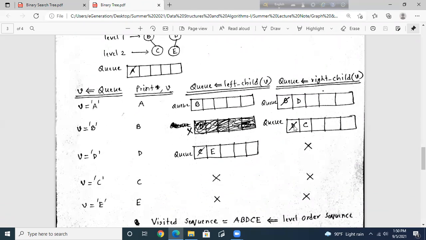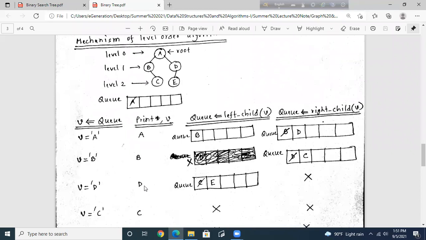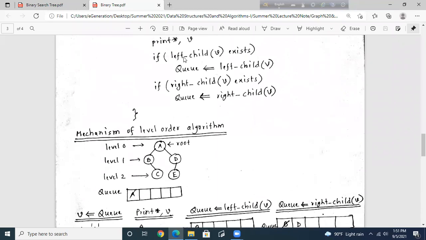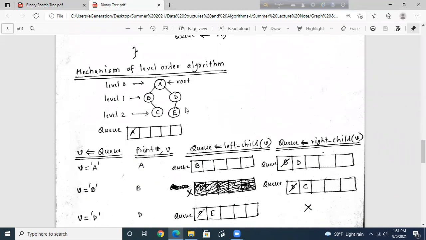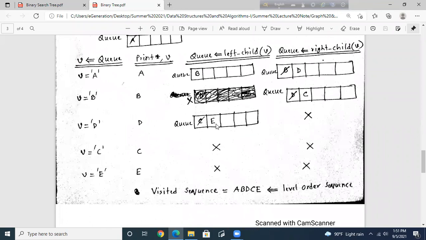Similarly, dear student, you have to remove D. So V equals D. So print V means D. I have printed D. So left child of D, dear student, at first I have to check. According to the algorithm, I have to check left child of D. Here, left child of D is E. So I have inserted E.